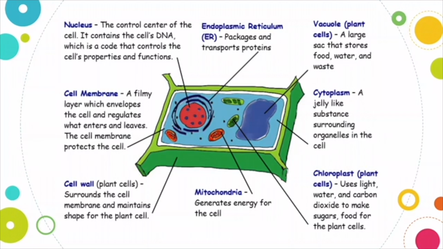Lastly, we have the most important part of the cell, the nucleus. The nucleus is the control center of the cell. It contains the cell's DNA, which is a code that controls the cell's properties and functions.